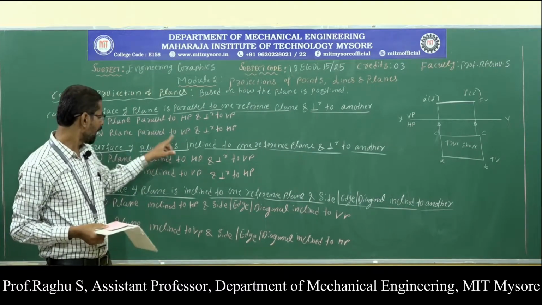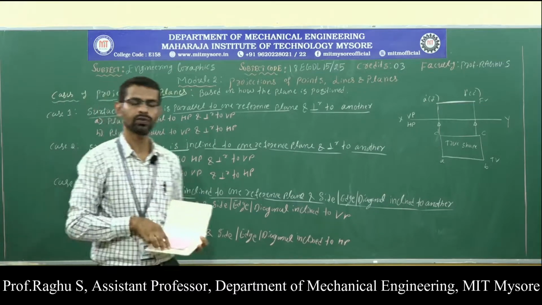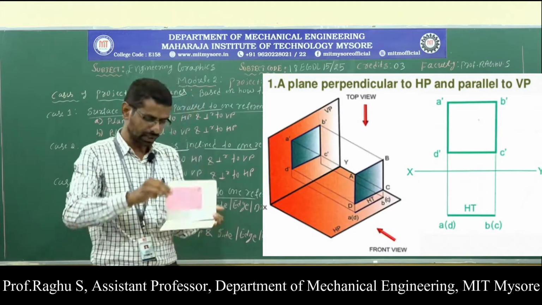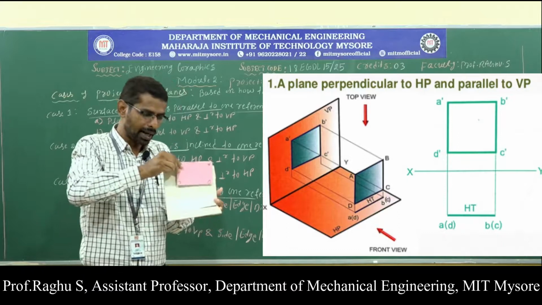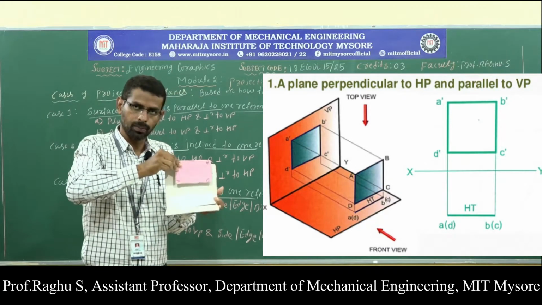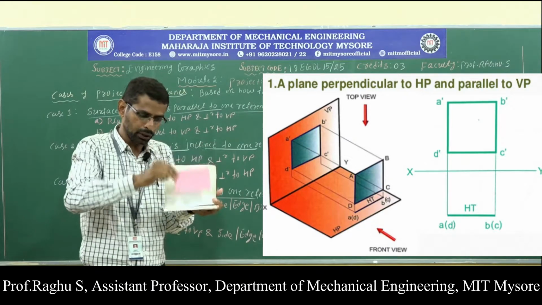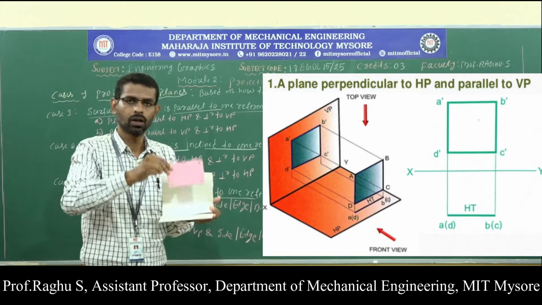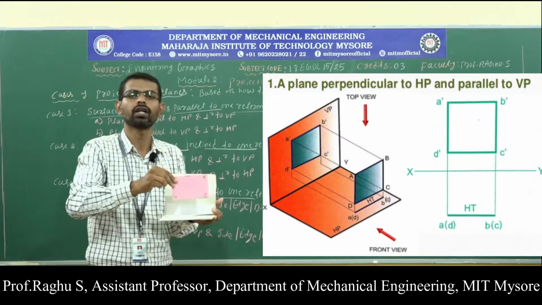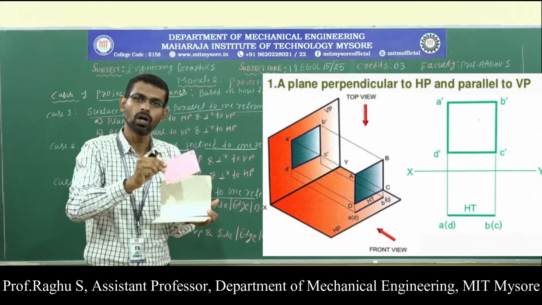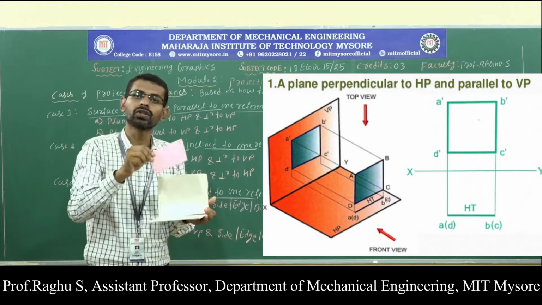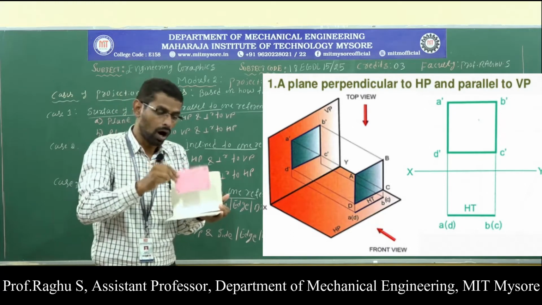Next, plane parallel to VP and perpendicular to HP. The position is like this: plane parallel to the vertical plane and perpendicular to HP, the horizontal plane. In this position, I am supposed to write the top view and front view. Already I told you, always start the drawing with the true shape. Now, on which plane?